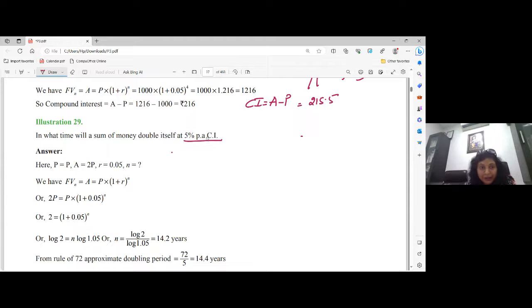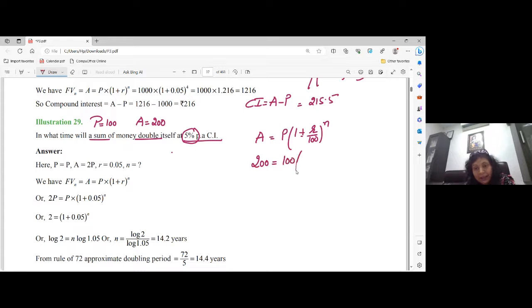Now next question is, in what time will a sum of money double itself at 5% per annum compound interest? Sum of money double. That means if principal is 100, then amount becomes 200. So rate of interest is 5%, compound interest, time we have to find out. So formula is amount is equal to P (1 plus R upon 100) per N. So amount is 200, principal is 100, rate of interest is 5% and number of years we have to find out. So this is equal to 2 is equal to 1.05 per n.